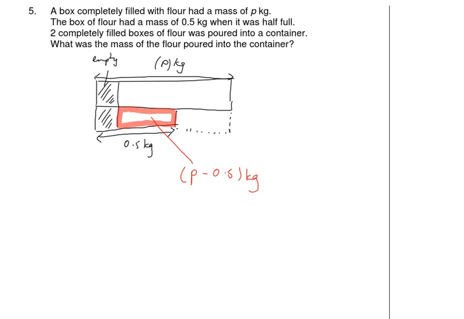Okay. P minus 0.5 kg will actually give you half the amount of flour in each box. But now I have two completely filled boxes. That means how many halves do I have?